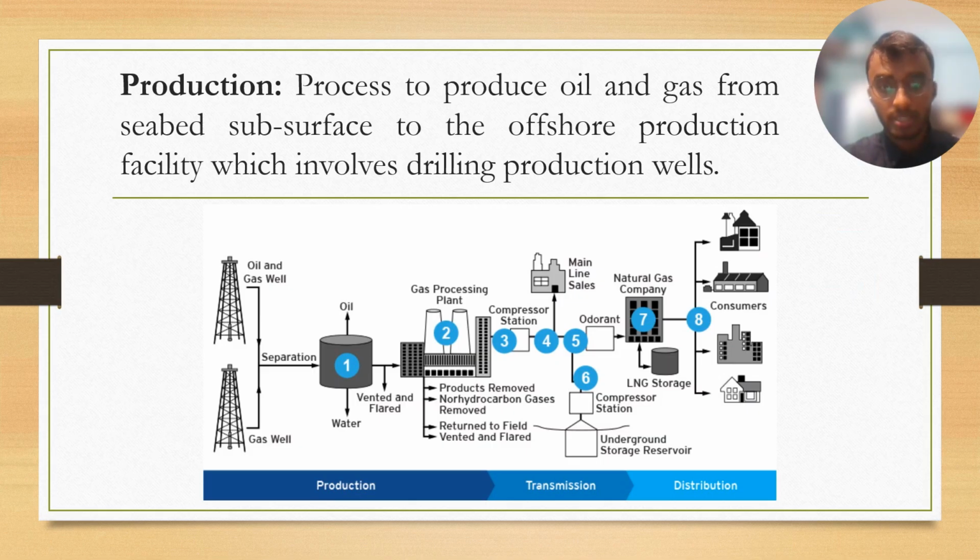The fourth stage is production. It is the process to produce oil and gas from the seabed, subsurface to the offshore production facility, which involves drilling production wells. On the diagram below, it has been illustrated from production to transmission to distribution, as you can see. In this diagram, as you can see, the process of extracting the hydrocarbon and separating the mixture of liquid hydrocarbon, gas, water and solid, removing the constituents that are non-saleable, and selling the liquid hydrocarbon and gas.